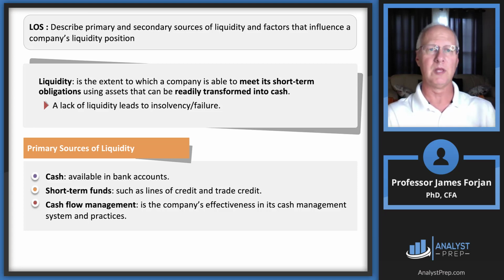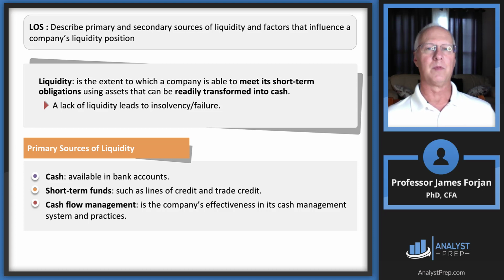So liquidity, really, this is a working capital management issue. So let's read that sentence together. Extent to which a company is enabled to meet its short-term obligations using assets that can be readily converted into cash. Now remember, the accounting definition of insolvency simply means that something like the short-term payables exceed the short-term receivables, including cash in there. So what are the primary sources of liquidity? I just said these, right? Cash, short-term funds, and cash flow management.